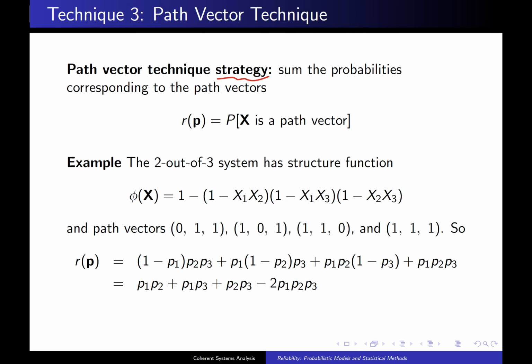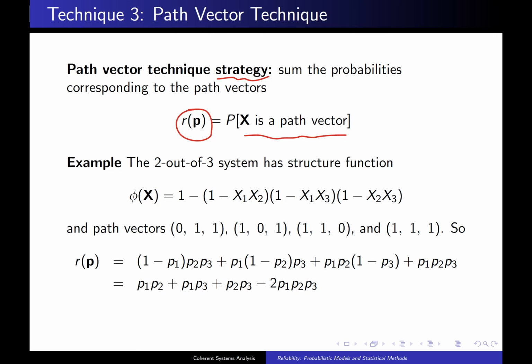So here is the strategy associated with the path vector technique. All you need to do is sum the probabilities corresponding to path vectors. So the reliability function R of P is the probability that x is a path vector. Notice that these are path vectors, not min path vectors.